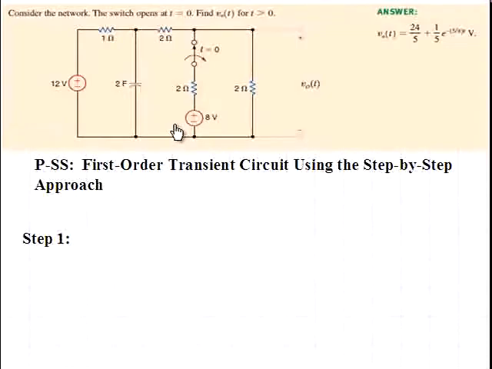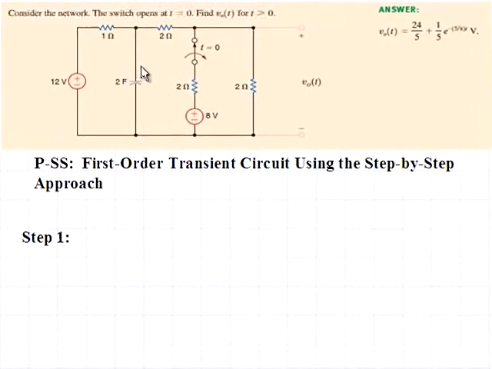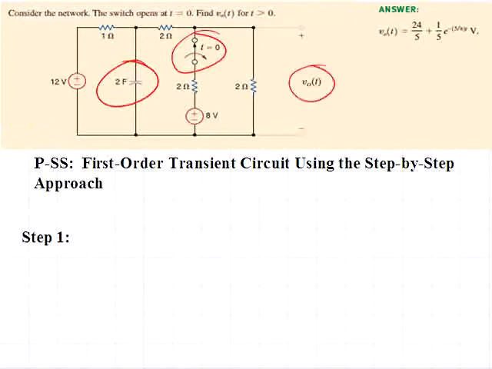This is Learning Assessment Problem 7.5. In this problem we have a 2 farad capacitor, a switch which opens at time equals 0, and we're asked to determine the time behavior of this voltage V sub O across a 2 ohm resistor.